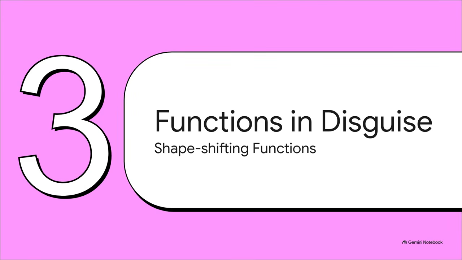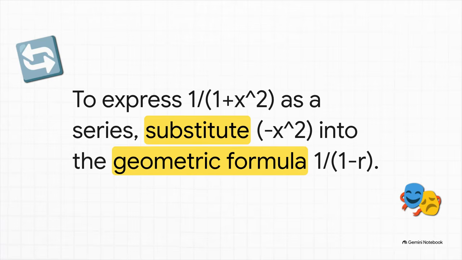Functions in disguise. Suppose our goal here is to express the rational function 1 over 1 plus x squared as an infinite series. The clever trick is to realize this looks awfully similar to our geometric series prototype, 1 over 1 minus r. So all we have to do is take our geometric formula and substitute r with negative x squared. It is a remarkably simple algebraic swap.